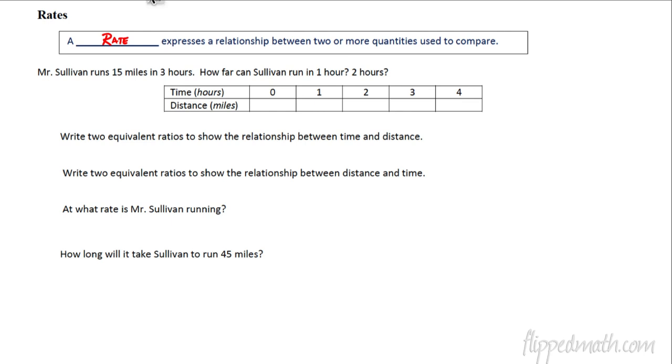So let's figure this out a little bit. If he runs 15 miles in 3 hours, I'm going to go down here and put that down under the 3.